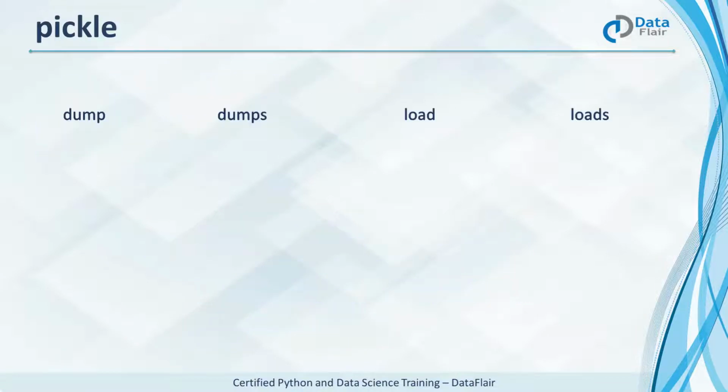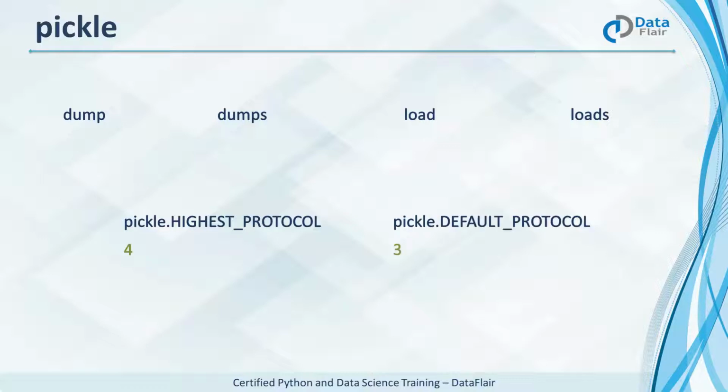Pickle has four important functions: dump, dumps, load, and loads. It also has two constants, highest protocol and default protocol. Protocol version 0 is the original human readable protocol. Version 1 is old and in the binary format. Version 2 provides more efficient pickling of new style classes. Version 3 supports bytes objects. And version 4 supports very large objects.